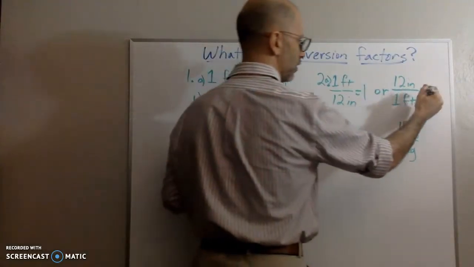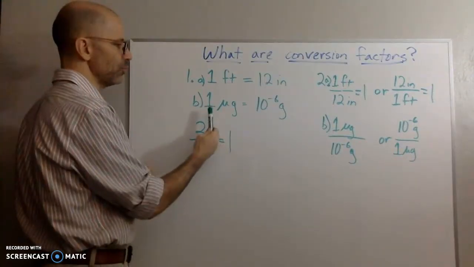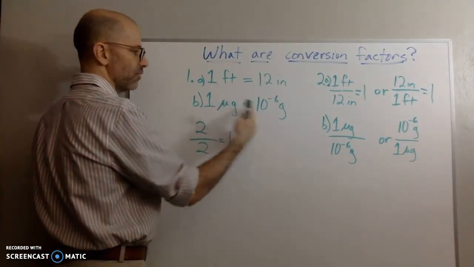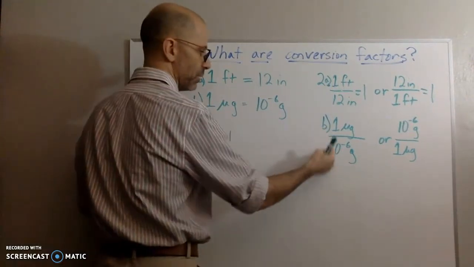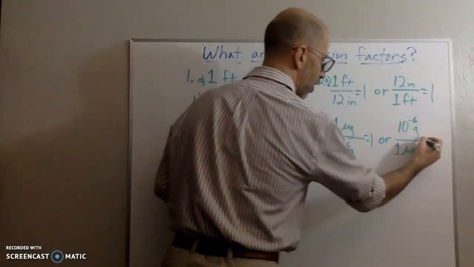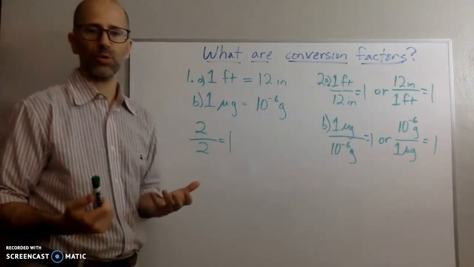Same thing for this one, 1. And I could do the same thing for this equality here. Since this is equal to this, if I put them in a ratio, then both of these ratios are equal to 1. So conversion factors are equal to 1.